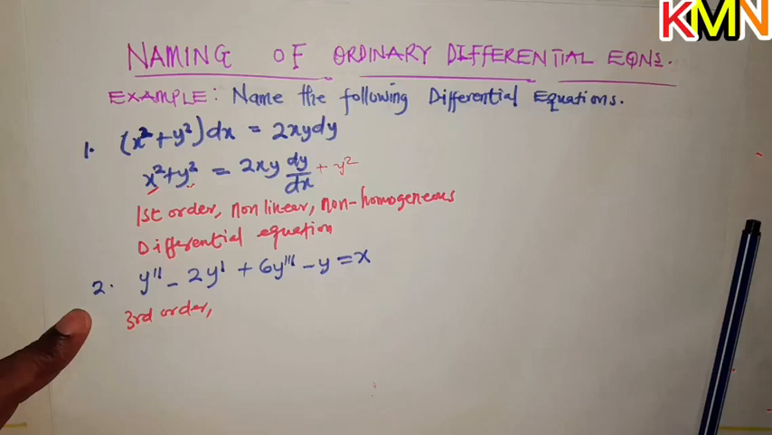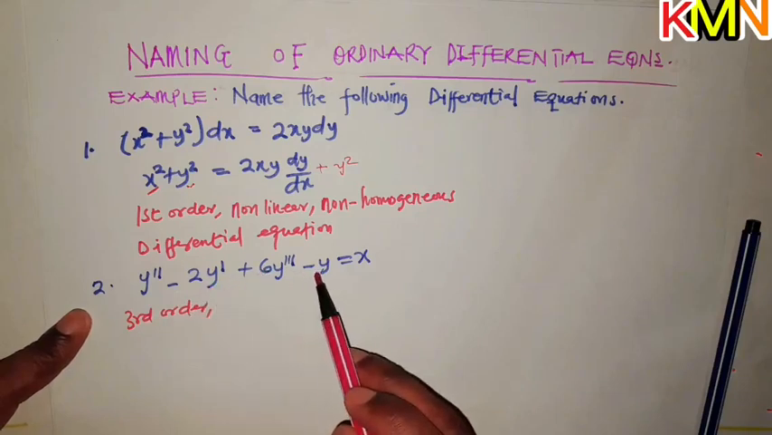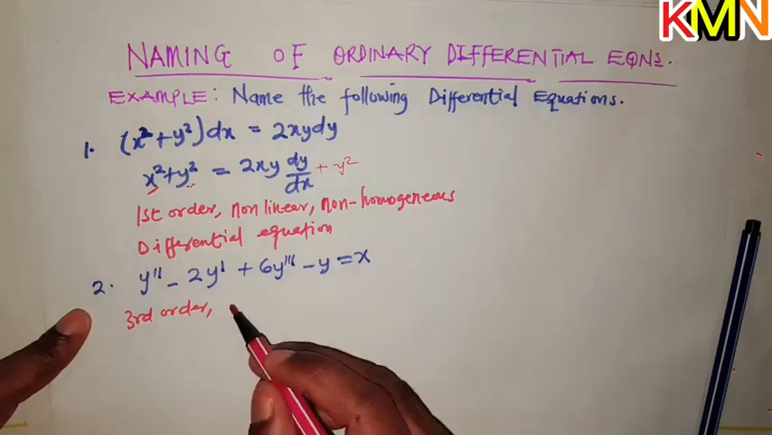Is it linear or non-linear? Linearity says that the dependent variable, there shouldn't be any degree, there shouldn't be any transcendental function on it. And you can see that there's nothing of that sort over here. So we can say clearly that this is linear.